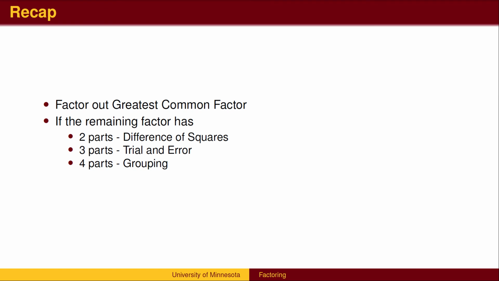To recap, to begin the factoring process, look for common factors and factor out the greatest common factor. In what remains, if it has two terms, look for the difference of squares pattern. If it has 3 terms, it likely comes from a standard FOIL process. If it has 4 terms, try factoring by grouping.